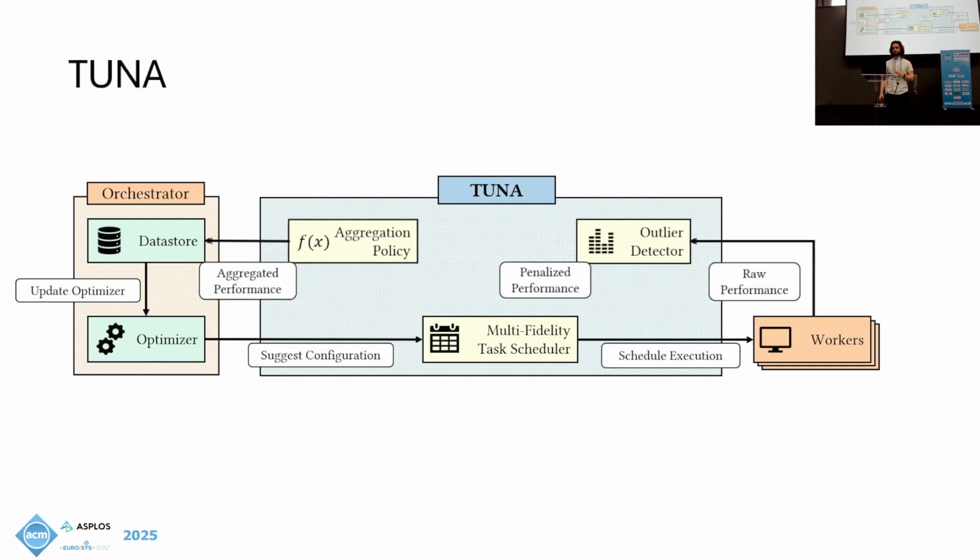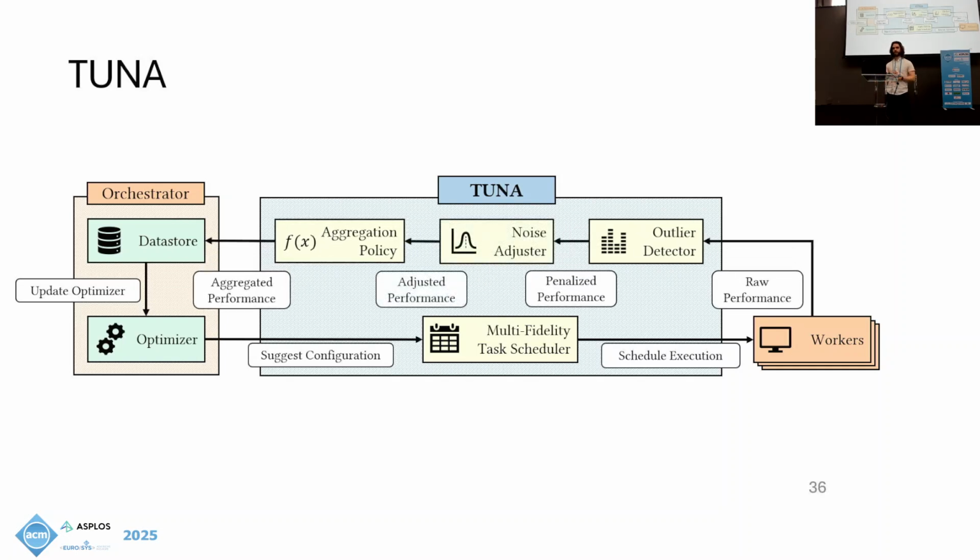And then to mitigate this problem of noisy measurements, we're going to be adding a noise adjuster model, which will take system metrics that we see during tuning, and we will essentially try and detect the interference and adjust the scores that we report to the optimizer to hopefully reduce the variability in the samples that we see.